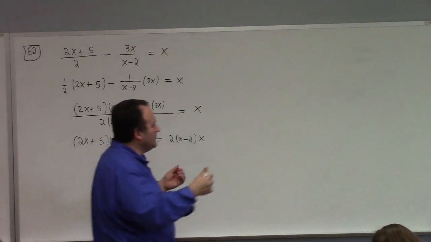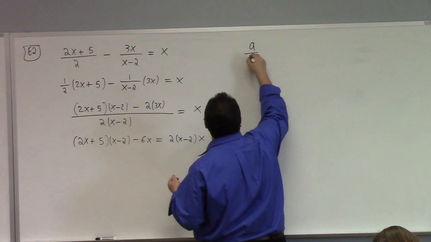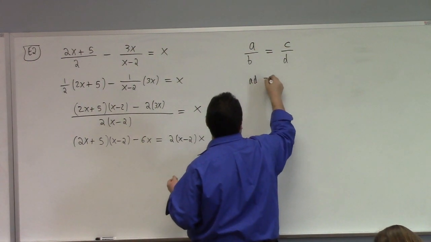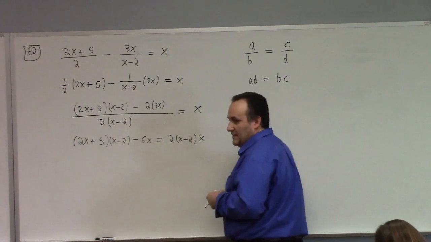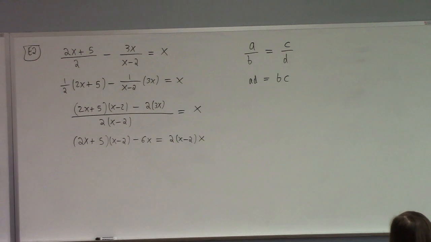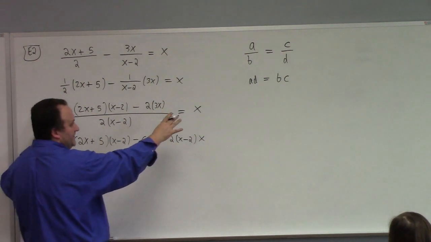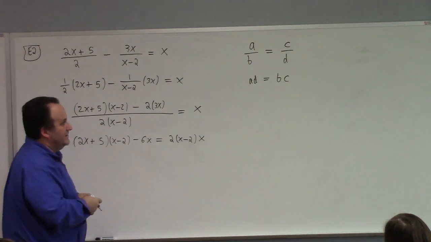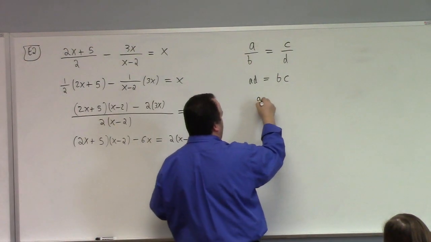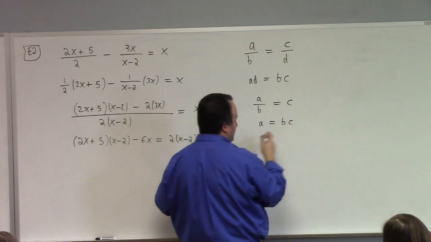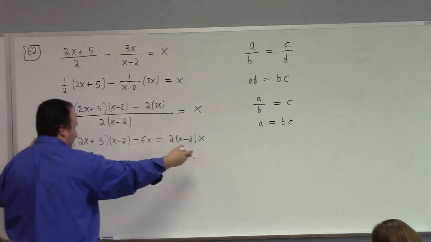So, generically speaking, the pattern is this. If you've got a over b is equal to c over d, then we can rewrite this as a times d is equal to b times c. That's generically speaking the pattern. So it just so happens in this problem that the d is just 1. So in this situation, we're more like this: a over b is equal to c, right? So we're trading it for a is equal to b times c. That's the pattern that we went through here.